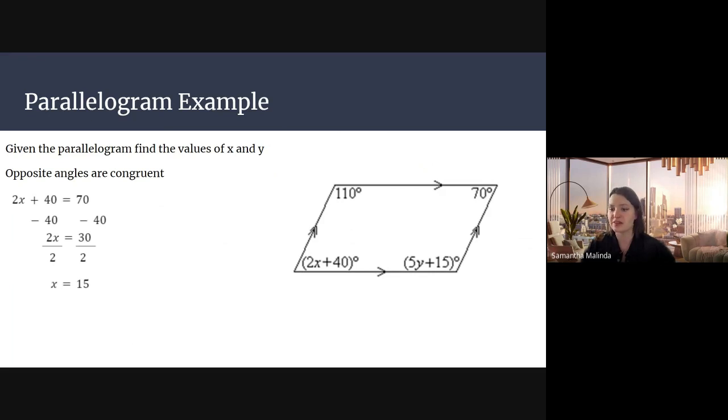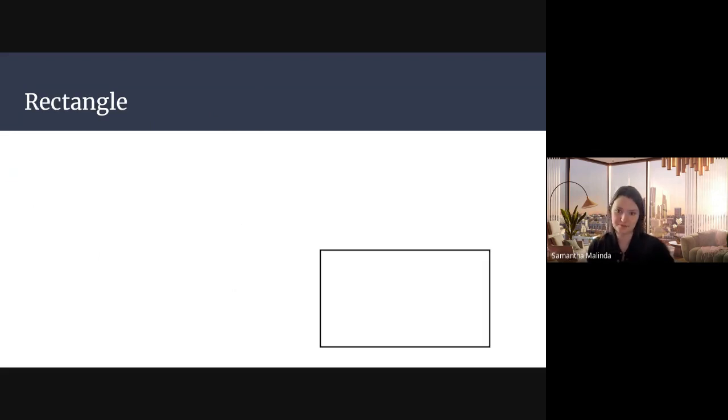Now, if I ask for the angle measure, you just plug that into 2x plus 40 and get the angle measure. You will do the same thing with 5y plus 15 and set that equal to 110 because they are opposite angles. Subtract 15, divide by 5, and you get y equals 19. So that's one example. Again, keep in mind there are many examples for a parallelogram, but this is just one of them. Now let's go on to a more specific parallelogram.